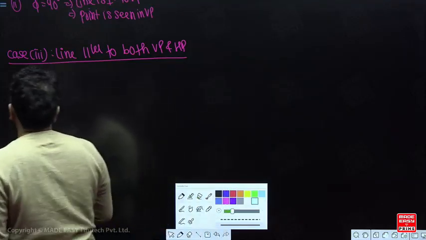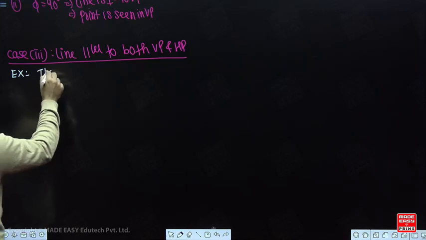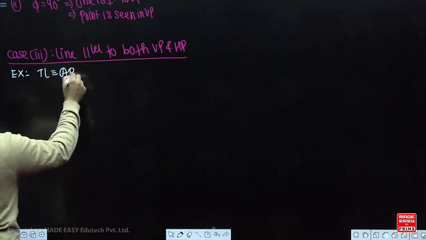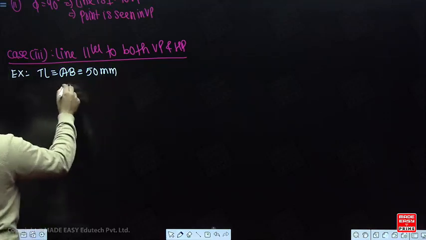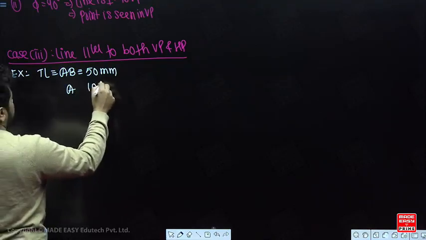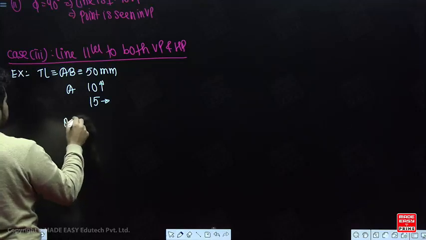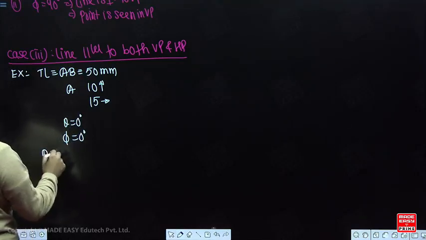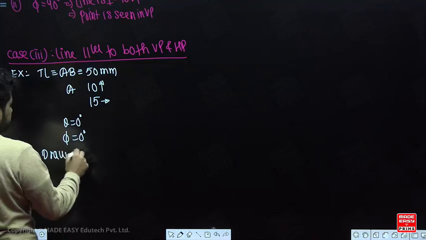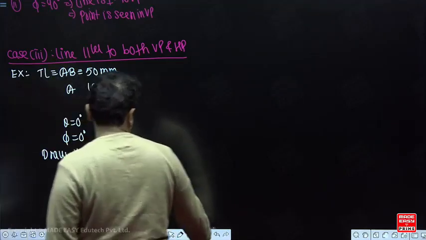Okay, so let us take an example. True length AB 50 mm, A 10 mm above HP, 15 mm in front of VP, theta be 0, phi be 0. Draw its projection.